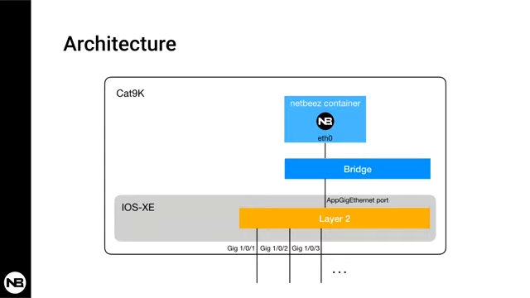I'll show you briefly the procedure, but the end goal is to load the NetBeez container on the Cat9k. So in the procedure that I'll briefly describe next, you'll see that you'll create all the internal elements and resources that are needed to make this happen.